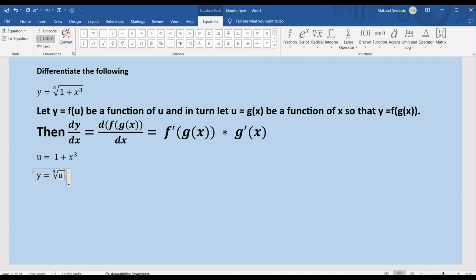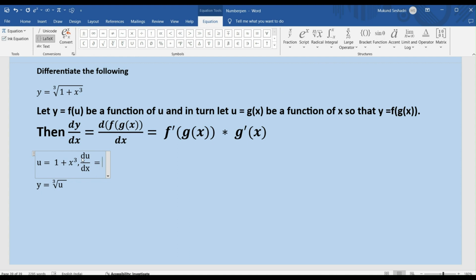So my d by dx of x to the power n equals nx to the power n minus 1, right? So I can quickly arrive at what is my dy by du, and I also know what is my du by dx, right? So let's start off with doing du by dx, right?